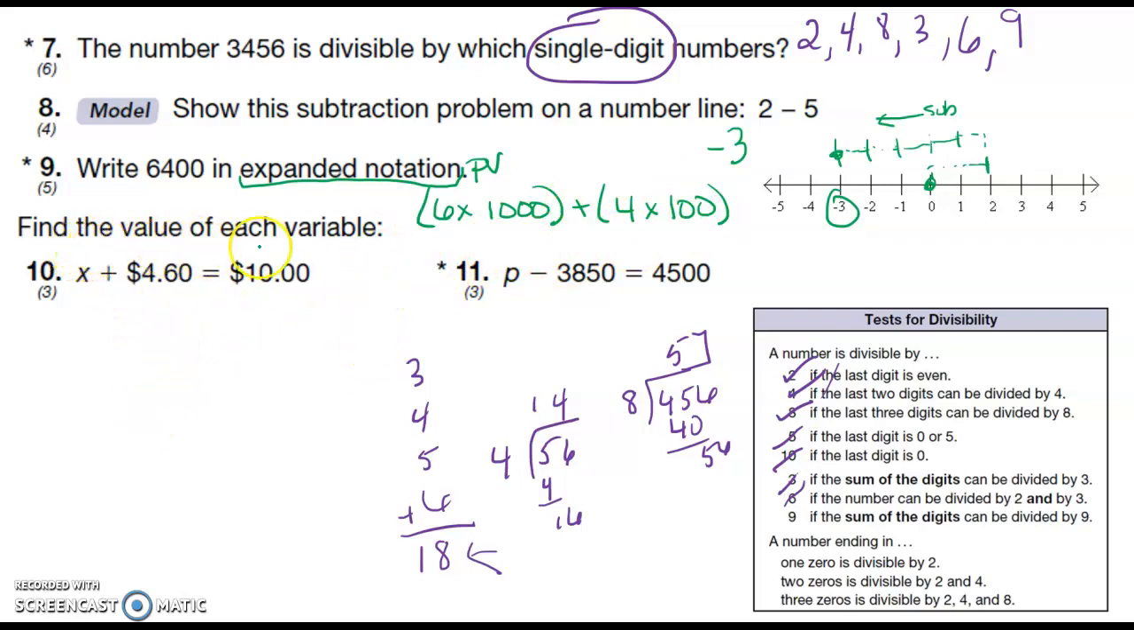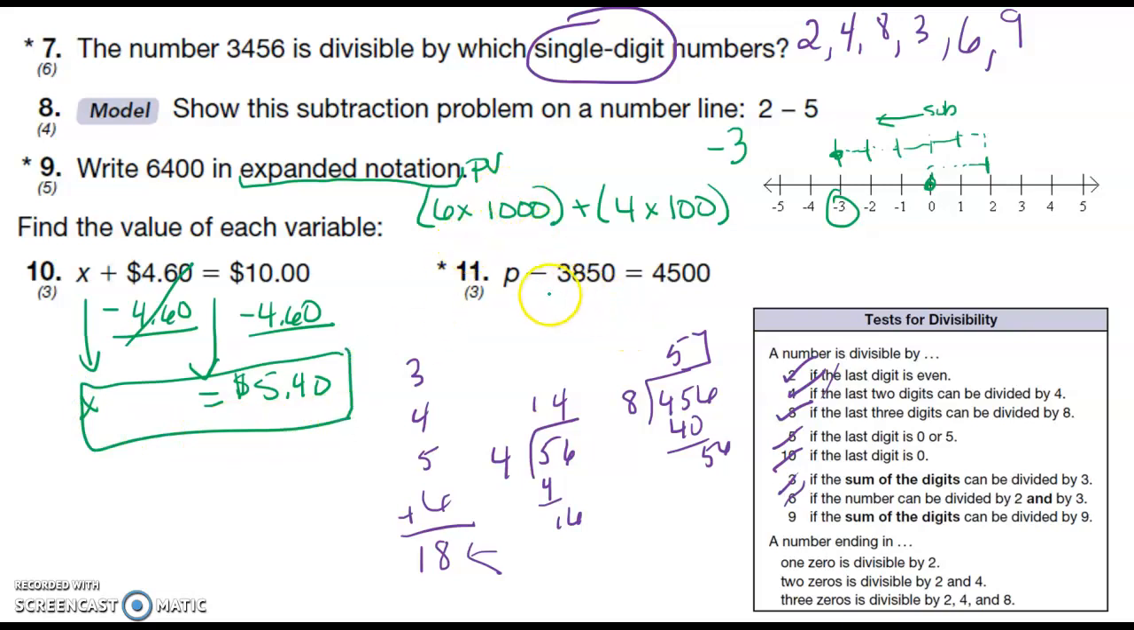Okay, find the value of each variable, number 10. So I have x plus $4.60 is $10. Since this is an addition problem, I'm going to do the opposite. Remember, addition and multiplication, it's the same every time. So my x comes down, these two cancel out, my equals comes down, and let's see, 10, I get $5.40.